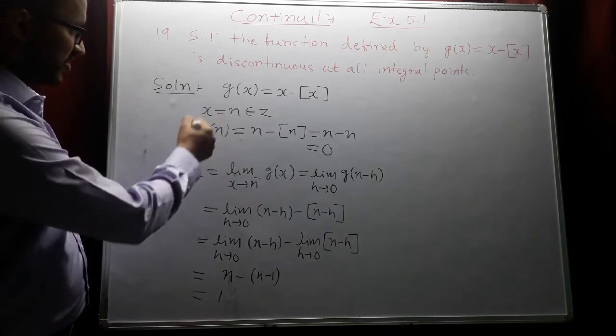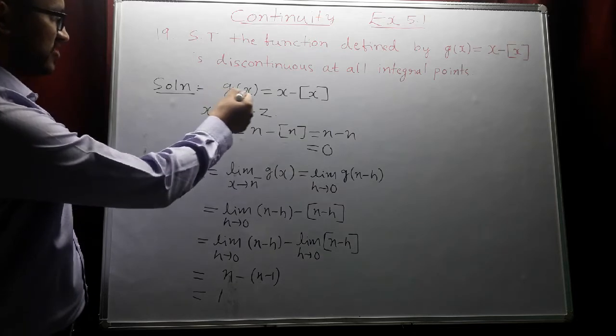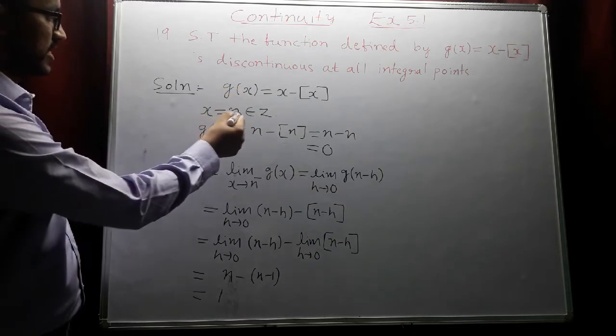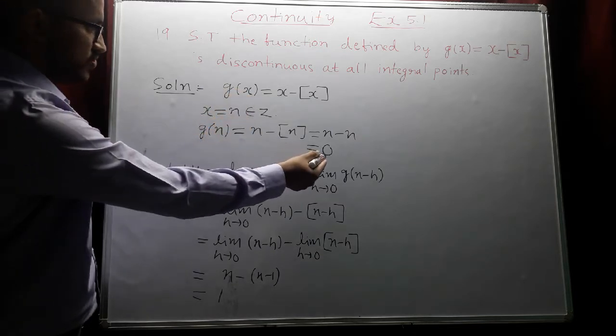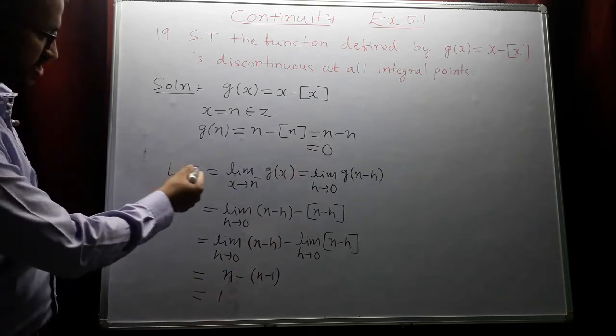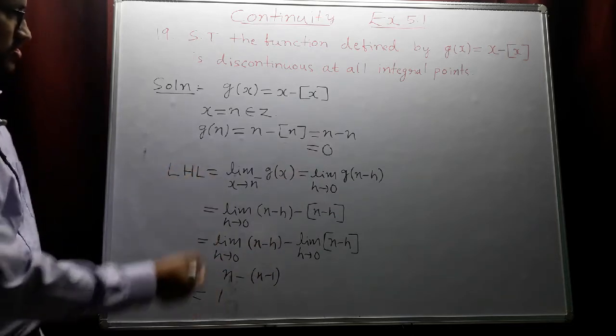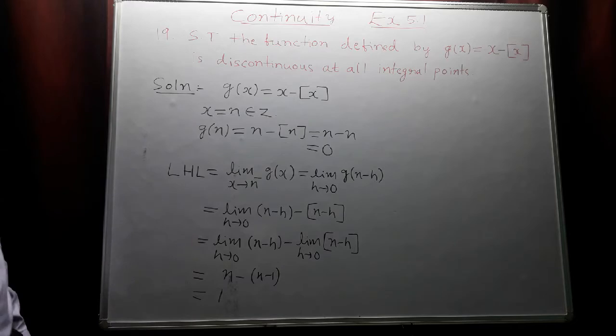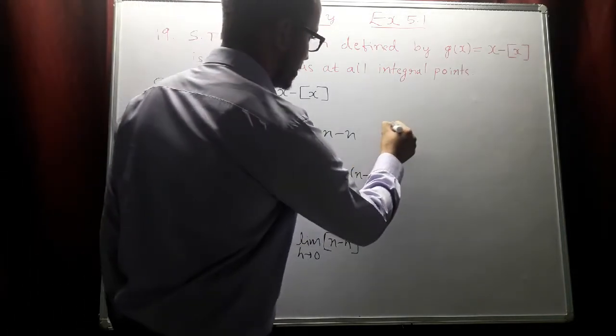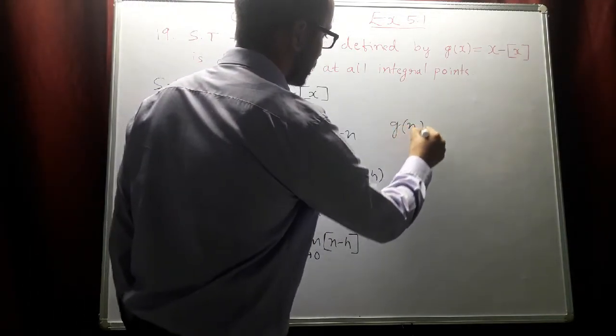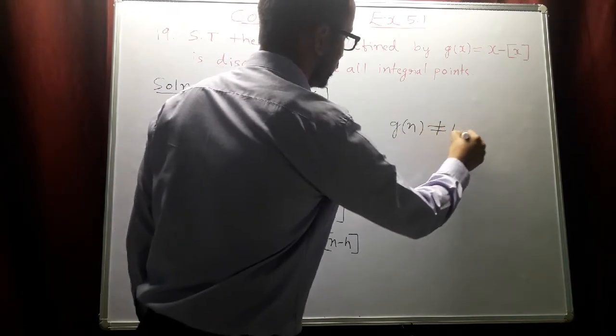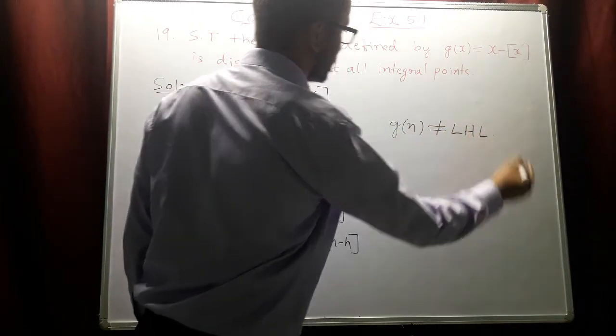So here the functional value g of x at an integral value becomes 0. And we got the left hand limit as 1. So these two are not equal. So we can say that g of n is not equal to the left hand limit.